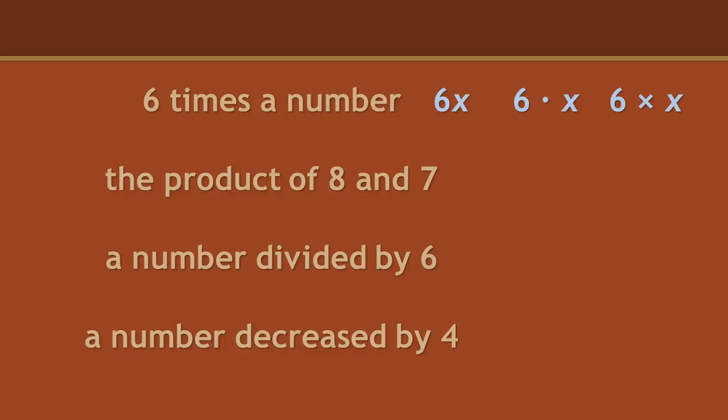Okay, how about the next one? The product of 8 and 7. What is product? Product is always multiplication. So hopefully you have an expression that looks like this, 8 times 7. The next one, a number divided by 6. So again, we need to pick a variable. In this case, I picked n, so I have n divided by 6, or I have n over 6. Either one of those, however you chose to write it, is fine.